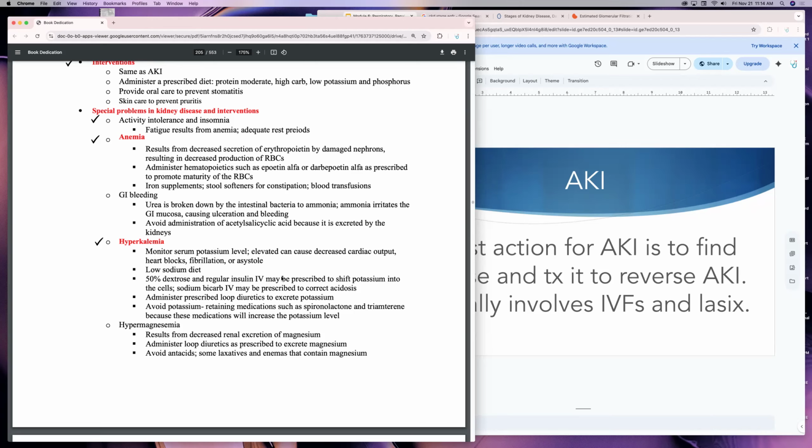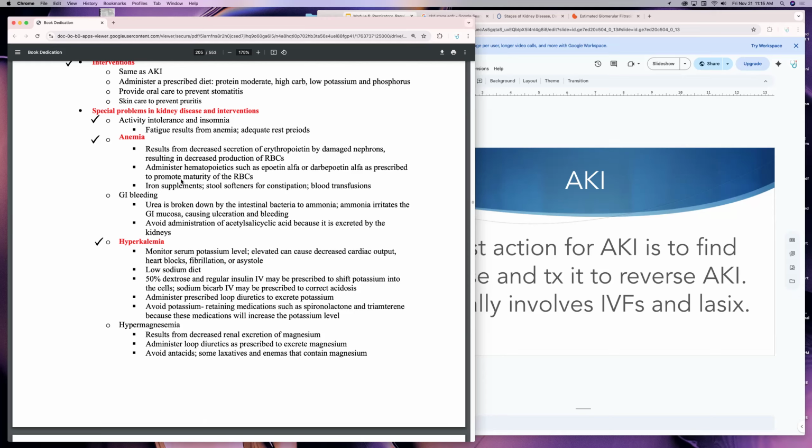So how do we treat it? We give them man-made erythropoietin. It's called epoetin alpha, or there's also darbepoetin. We give them iron supplements. You give them blood transfusions if needed. Why iron? You need iron to make hemoglobin, and hemoglobin is what's going to carry the oxygen in the red blood cell.